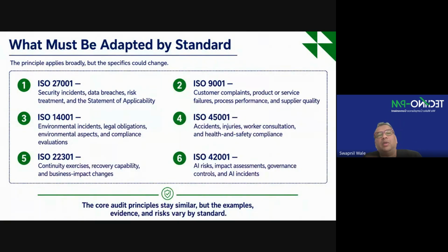Moving on, just a brief note about what has to be adapted by standard. I mean, the list is more exhaustive, but we are just giving a high level. For 27001, security incidents, data breaches, risk treatment, SOA. For 9001, it can be customer complaints, products or service failures, your supplier quality, again, an important part. 14001, you can do your legal obligations, environmental aspects. 45001, accidents, injuries, again, treated as incidents, so you have to log the proper report. 22301, business continuity, again, make sure that you do all your continuity exercises, recovery capability, etc.